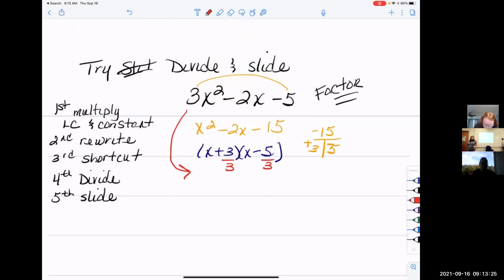Divide if you can divide, reduce if you can reduce. Otherwise it won't work. But when it does work, you don't have anything to slide. When it doesn't divide out evenly, that's when the slide comes in. It stays in its own parentheses and just slides in front of its own x. And that is factored.